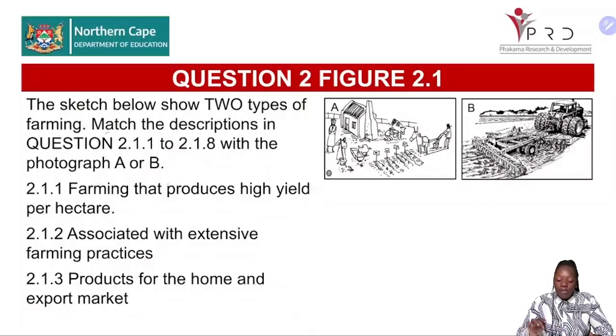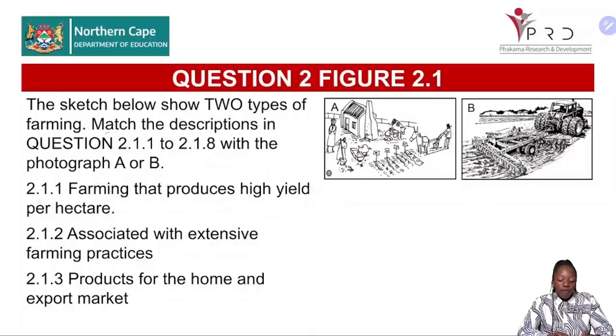So now, before you even answer the question, you just need to identify what type of farming is practiced at A, and also what type of farming is practiced at B, and what are the characteristics or the things that you can identify in order for you to tell what type of farming is practiced in that photograph. And then after that, by understanding what is happening on the diagram, when it comes to the questions, it will be easy to answer all the questions.